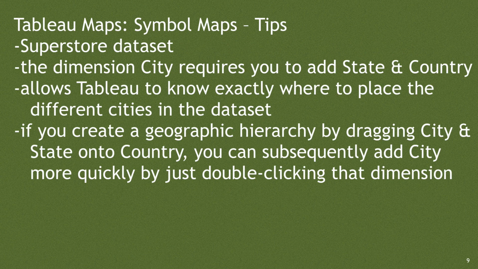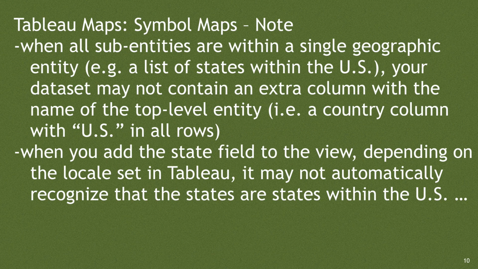And here's another tip for the Superstore data set. The dimension City requires you to add State and Country. This allows Tableau to know exactly where to place the different cities in the data set. If you create a geographic hierarchy by dragging City and State onto Country, you can subsequently add City more quickly by just double-clicking that dimension.